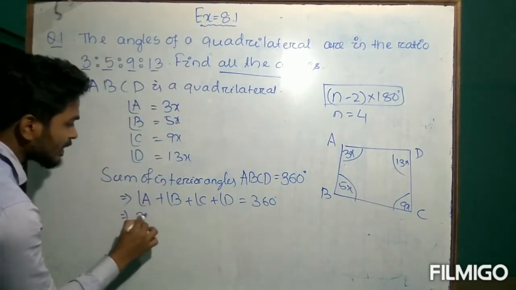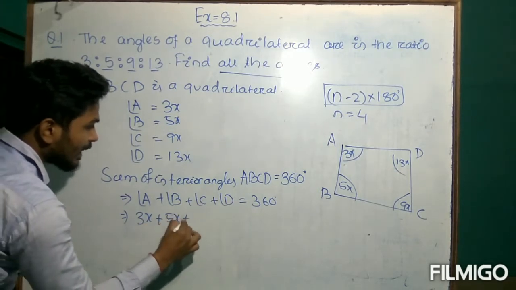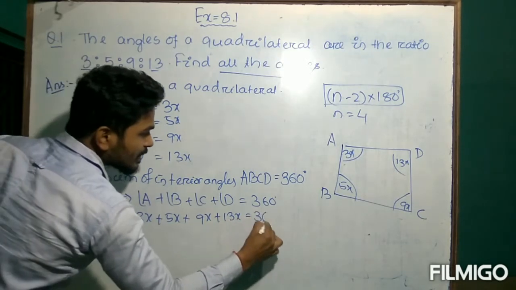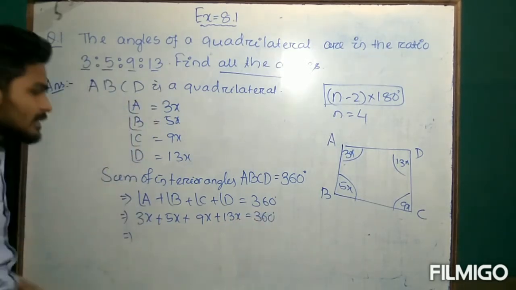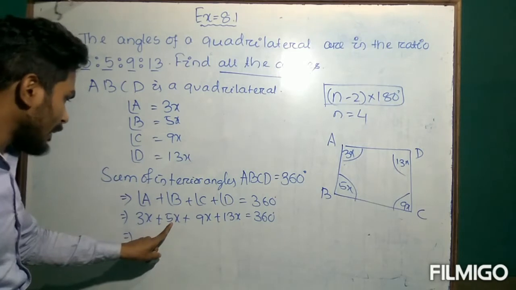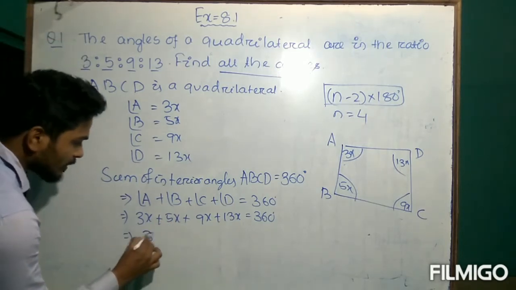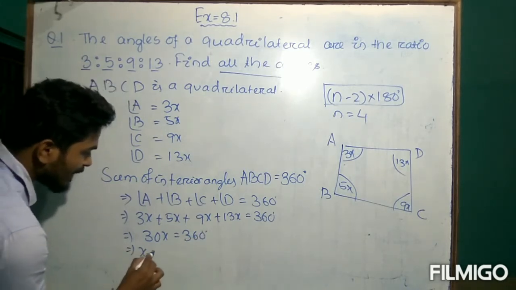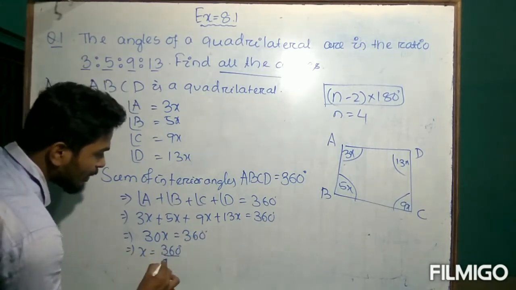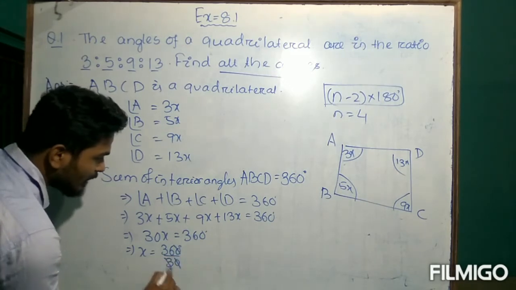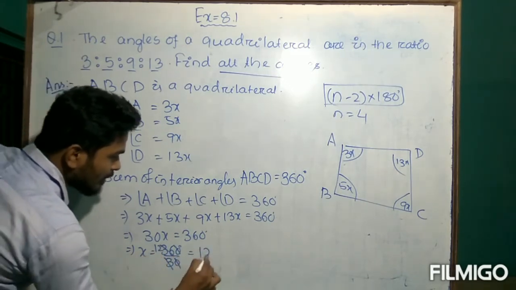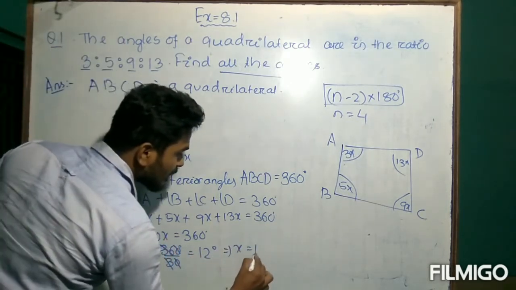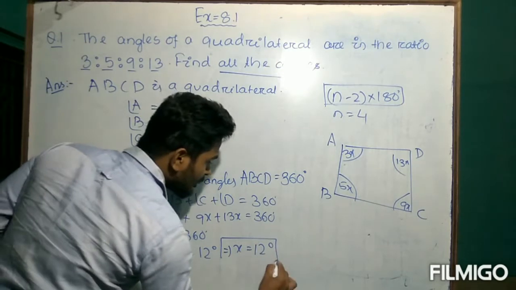Angle A is 3x, angle B is 5x, angle C is 9x, angle D is 13x, and the sum is equal to 360 degrees. Add all four: 3 plus 5 is 8, 8 plus 9 is 17, 17 plus 13 is 30. So 30x is equal to 360 degrees. So the value of x is 360 divided by 30. Zero cancels out, 36 divided by 3 is 12. Finally we get that the value of x is 12 degrees.